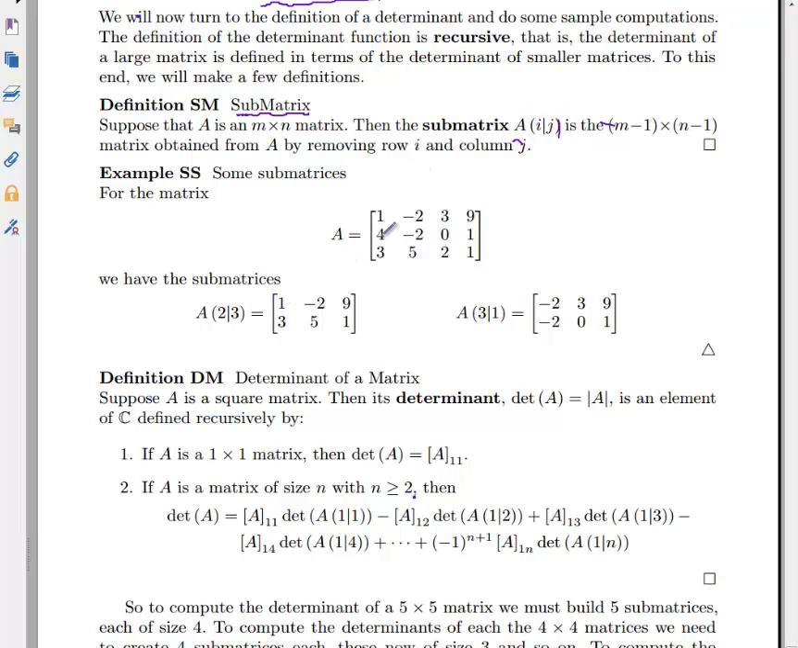So if I'm going to remove row 2, column 3, you can see I get 1, -2, 9, 3, 5, 1, which is exactly here. If instead I remove row 3 and column 1, then I get this part here: -2, 3, 9, -2, 0, 1, which is exactly here. So that's how you form a submatrix.